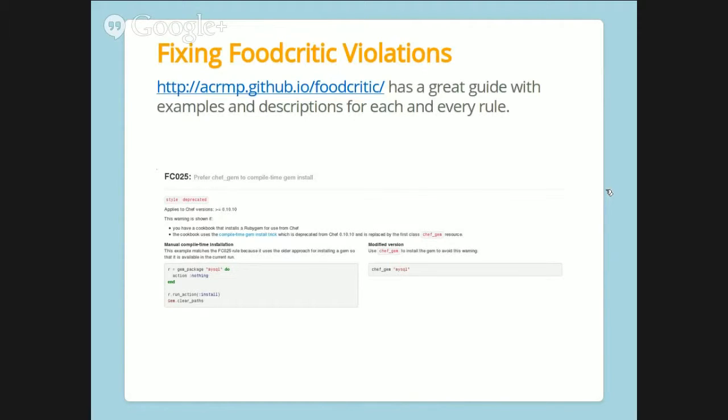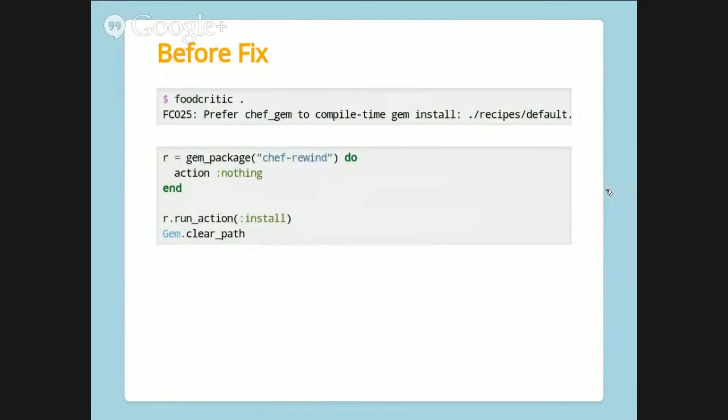So this here is a picture of the Food Critic website. That's a little hard to see, but essentially they have a nice little 2-column page where they show you the stuff that's breaking and how you can fix it. I'll show you a little bit better example of that in a minute.